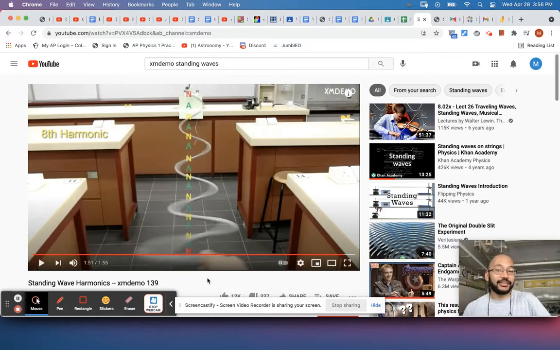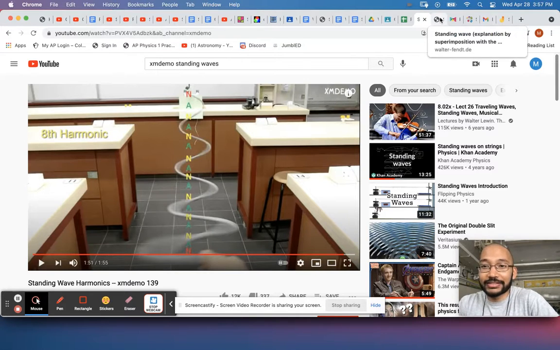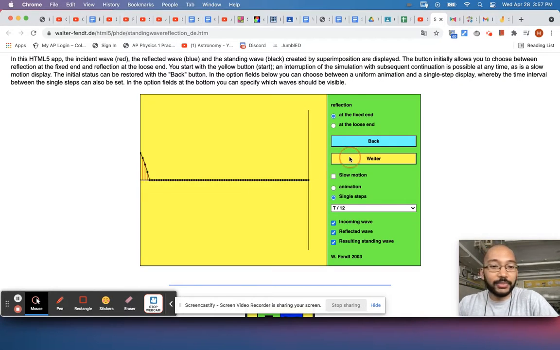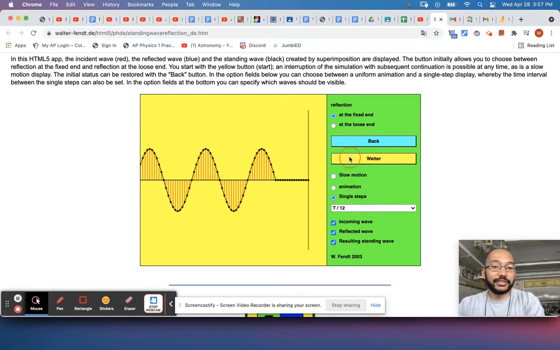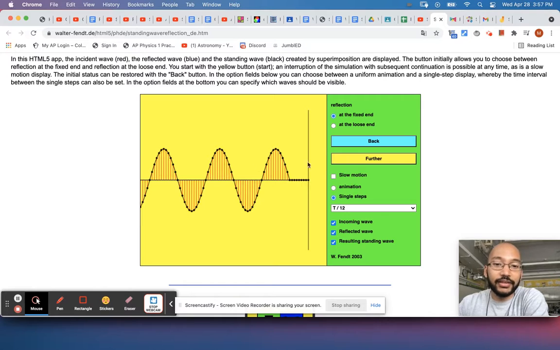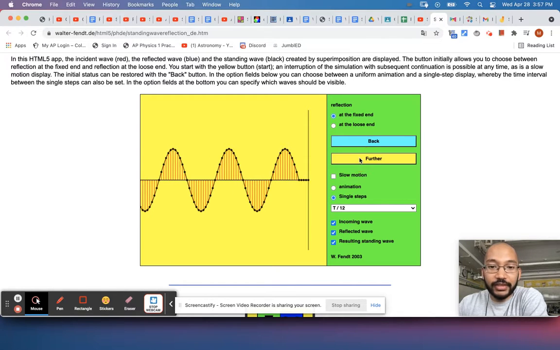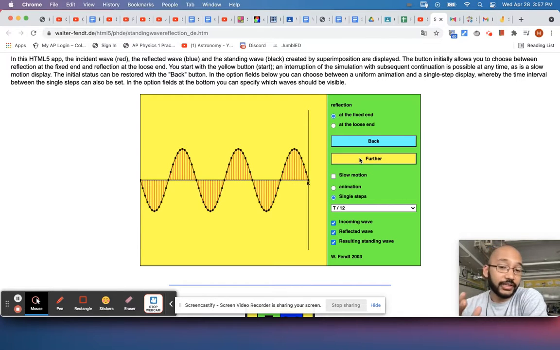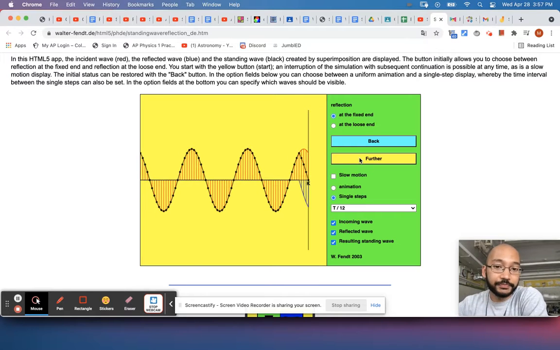Those are the patterns. Now the question is, why? What's giving rise to that? Again, this is something that I hope I've explored with you in class. When I'm thinking about it, I'm really thinking about this simulation right here. It kind of slows things down. When you have an incoming wave at a boundary, it's going to reflect and reflect inverted.